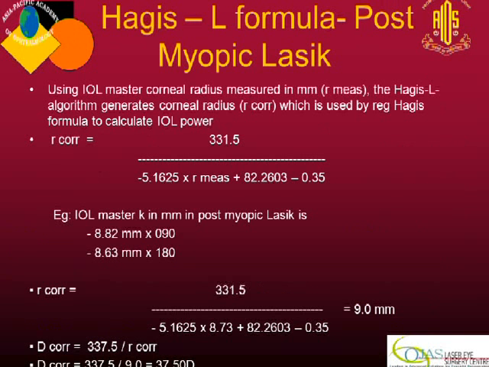The most common and popular formula now is the Haigis-L formula for post-myopic LASIK patients. Here you use the IOLMaster corneal radius measured in millimeters. The Haigis-L algorithm generates a corrected corneal radius of curvature, which is used by the regular Haigis formula to calculate the IOL power. And you have these numbers which are incorporated, and this gives a fairly accurate reading in most of the cases.